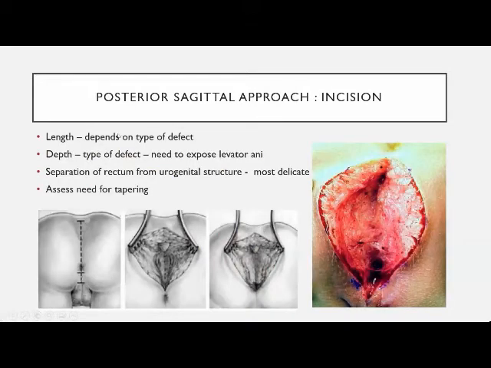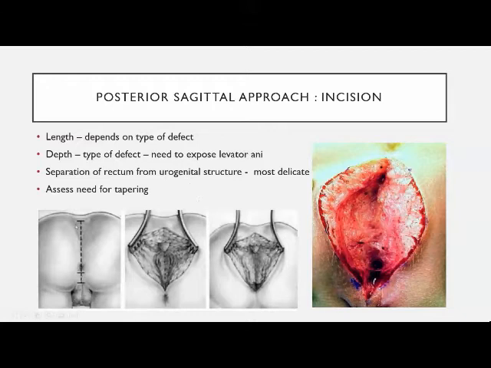The length of the incision depends on the type of defect. Small incisions are used for rectovestibular fistulas, and very small incisions may be used for perineal fistulas. Depth also depends on the type of defect, and the need to expose levator ani depends on the defect. Separation of the rectum from the urogenital structure in this procedure is the most delicate and crucial step, and then we can assess need for tapering.